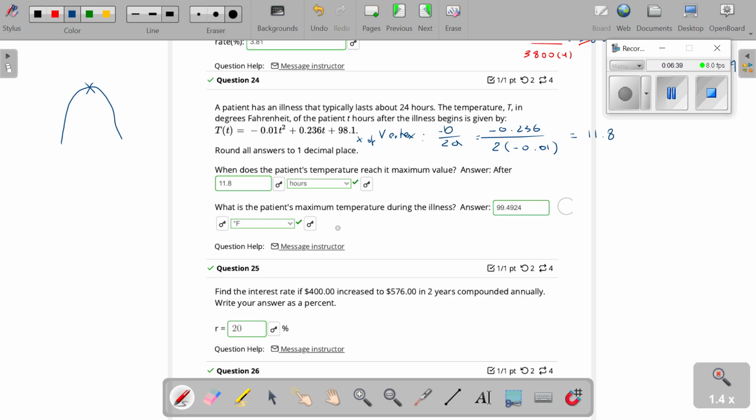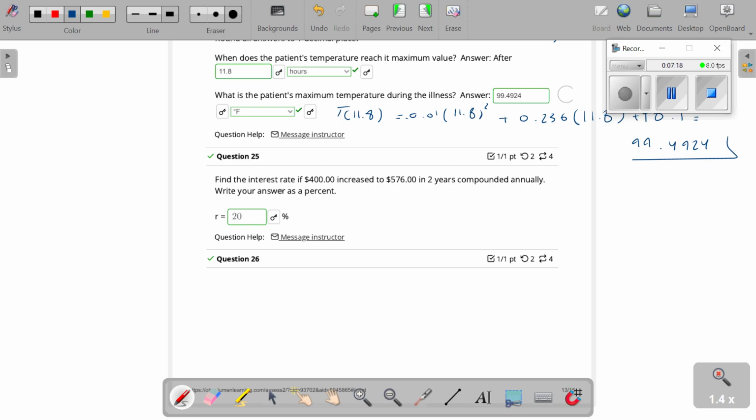So T after 11.8 will be negative 0.101 times 11.8 squared plus 0.236 times 11.8 plus 98.1. And when you use your calculator, this will be equal to 99.4924. And the unit of temperature is Fahrenheit.